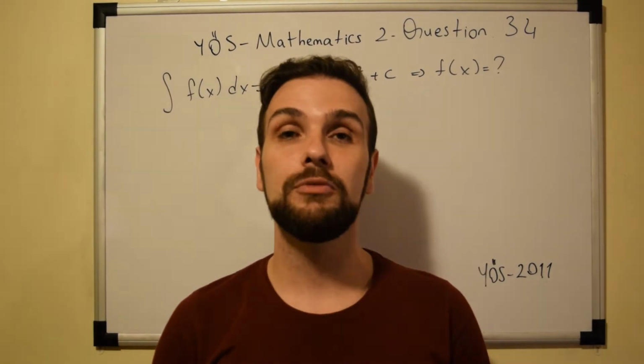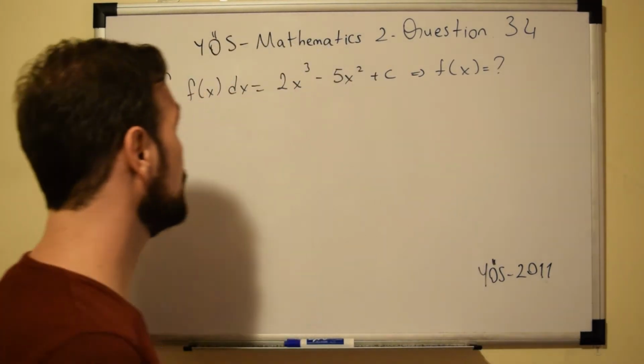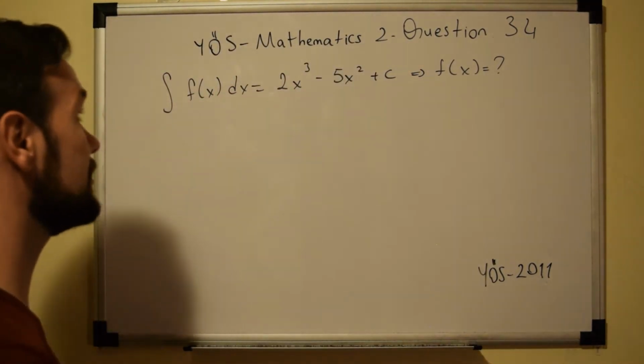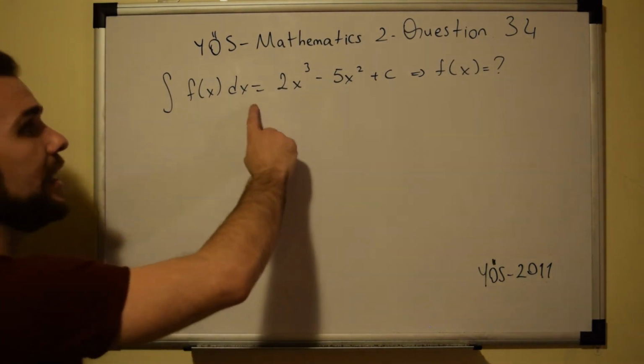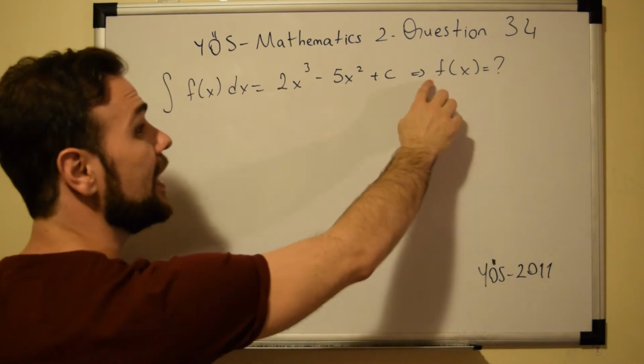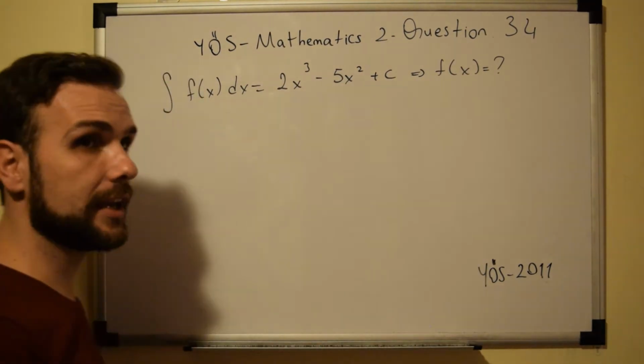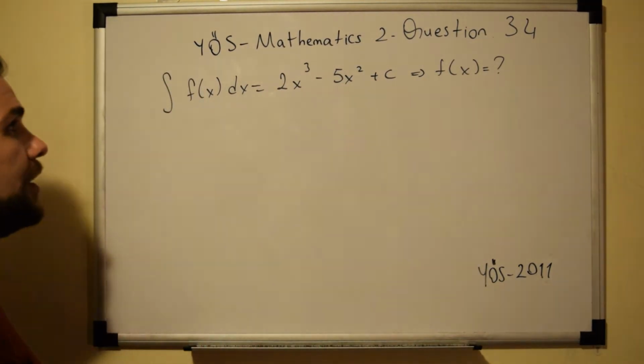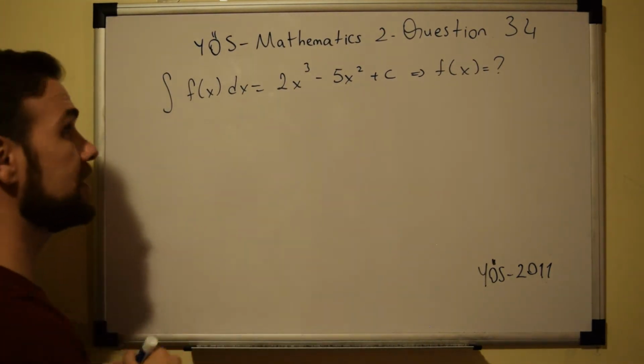Greetings everyone and welcome to question number 34. In this question we have the integral of f(x) times dx, which is derivative of x, equals 2x to the power of 3 minus 5x to the power of 2 plus c, and we are asked for the value of f(x). What is the first thing that we have to do here? Take the derivative of both sides.